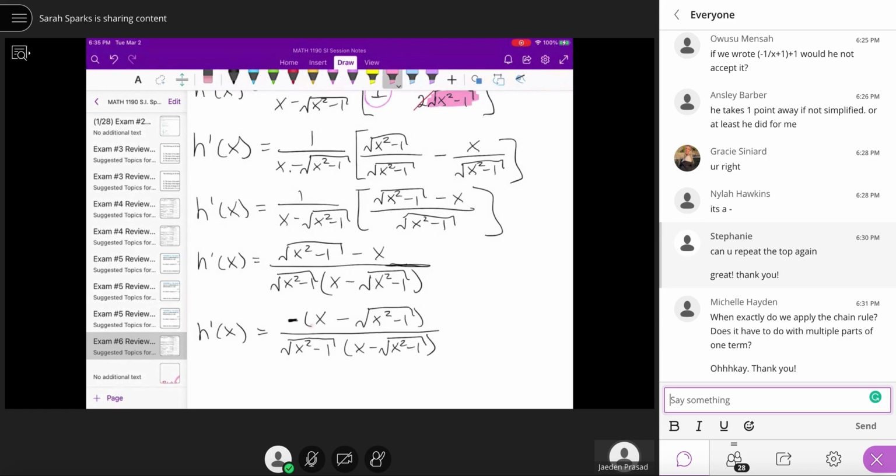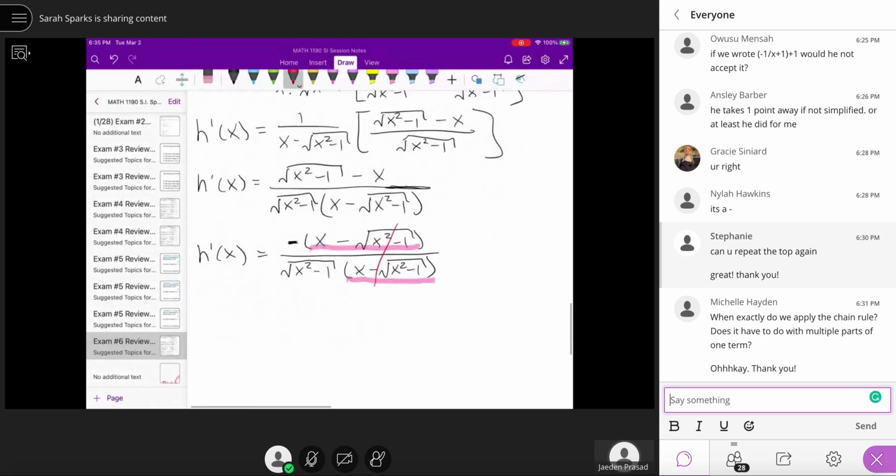And now we see that these two are exactly the same, so we can cancel them out. And now we're done. Our h prime of x is equal to negative 1 over root x squared minus 1.